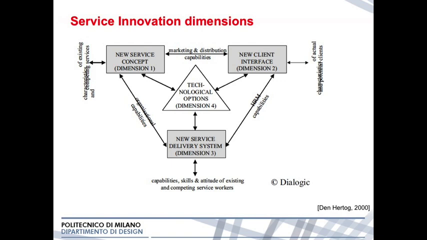And then there are the service innovation dimensions. What does it mean? That I can innovate mainly the concept of a service, or I can make changes mostly to the interface with the user, the client. I can transform part of the delivery system, or I can develop new technological options, for example. So these dimensions generally are interconnected, so it's not completely possible, let's say, to transform part of the interface and not have an impact, for example, on the capabilities.